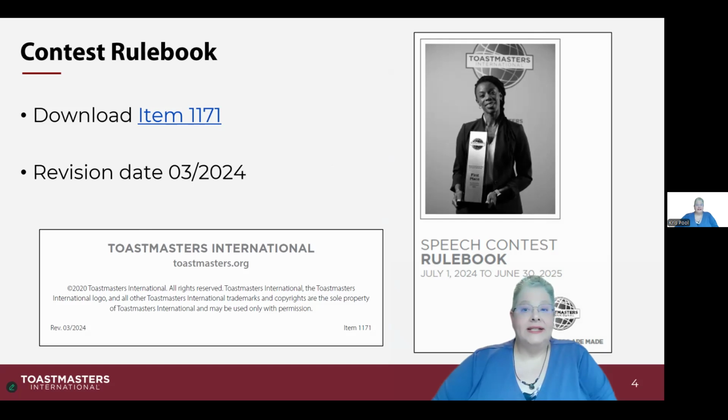As a speech contest judge, you should be familiar with the contents of the speech contest rulebook. Be aware of any changes that happened from the prior year. You can download item number 1171 from the Toastmasters website. Be sure that you are using the speech contest rulebook for July 1, 2024 through June 30th, 2025.